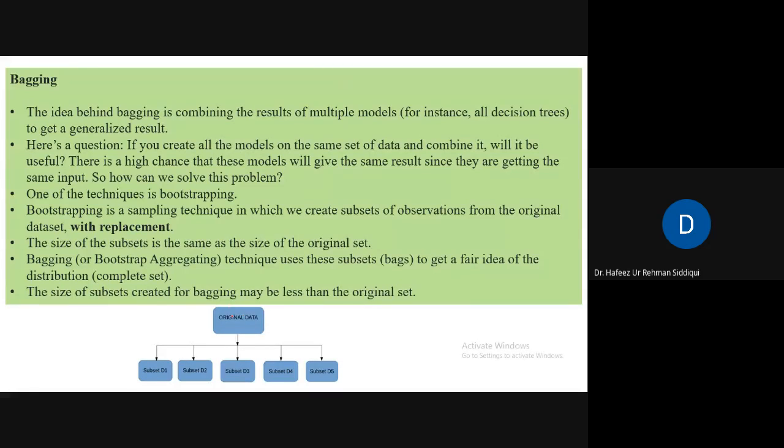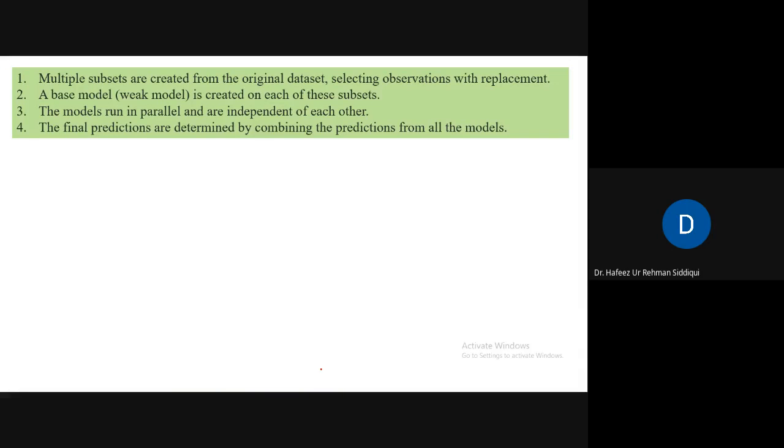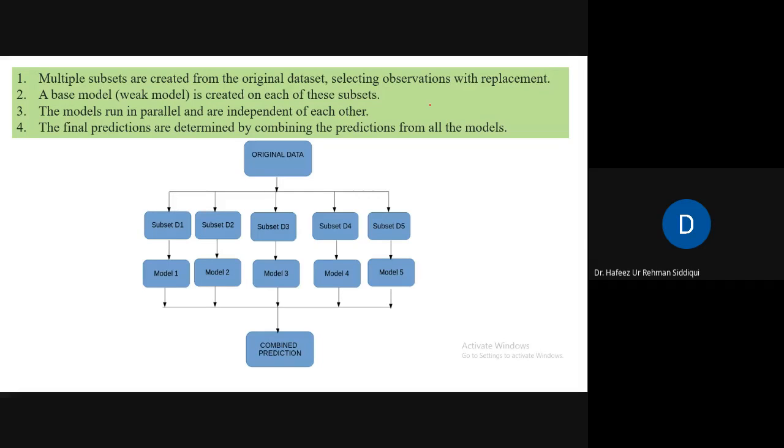So here you can see the original data, and you make subsets D1, D2, D3, D4, and D5. So this is the idea of how you can make subsets. Multiple subsets are created from the original dataset, selecting observations with replacement. A base model, meaning a weak model, is created on each of these subsets. These models run in parallel and are independent of each other. The final predictions are determined by combining the predictions from all the models.